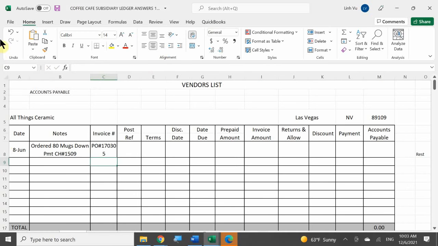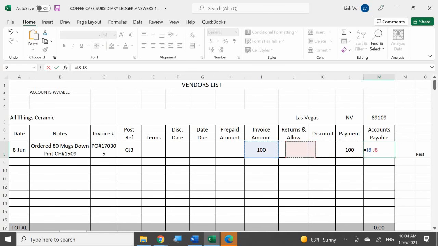Right? Post reference, once again, general journal number 3. We haven't received a bill yet, so there's no terms. Okay? Prepaid amounts. In this case, I'm going to show you how to use this one. The purchase order basically said we were billed $100 because they required the deposit to be for $100. And of course, I also made a payment to it because I used check number 1509 as proof that I paid for it.